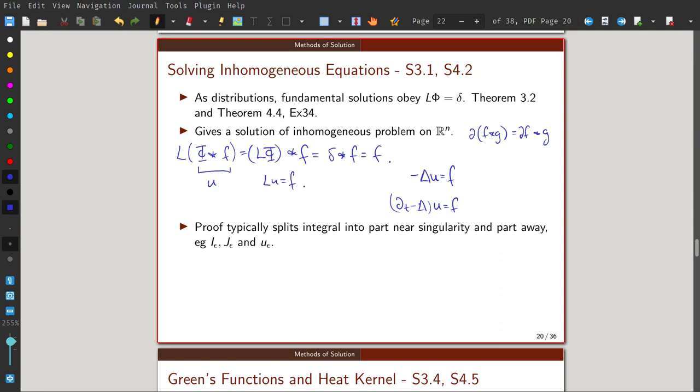Okay, so this is already very useful. If you can find a fundamental solution, then you can find a solution to every inhomogeneous problem, no matter what the function f is. All right, this is great.